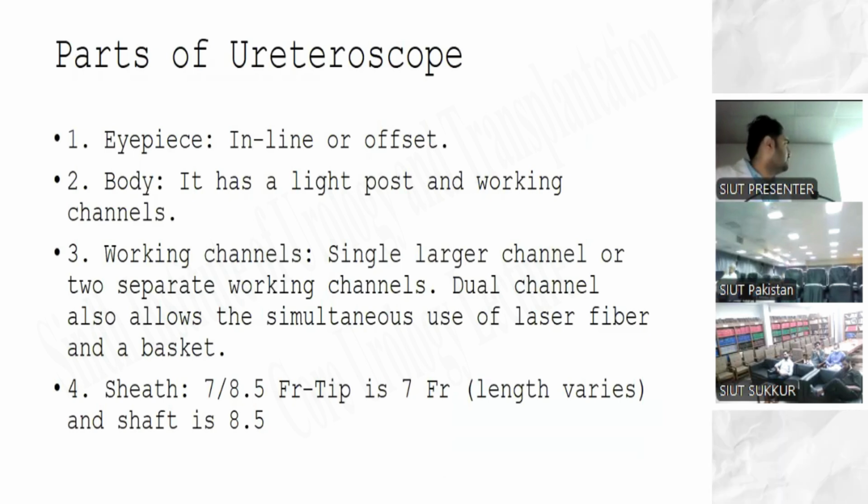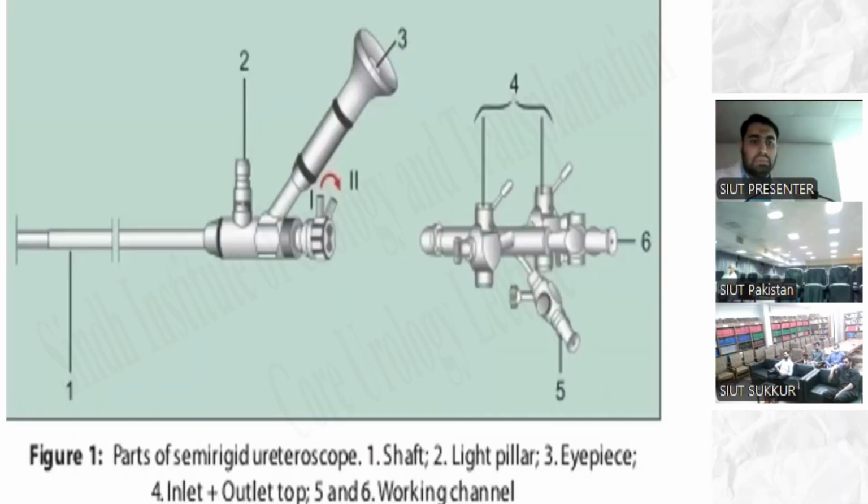So the parts, like I told you: the eyepiece, inline and offset, the body, which has the working channel, the light pillar, and the working channels, single working channel and double working channel. And again, the tip size is 7, and increasing proximally, the size increases to 8.5 or so. These are the parts of the semi-rigid ureteroscope. This is the shaft, this is the light pillar, and again a telescope, and the working channels.